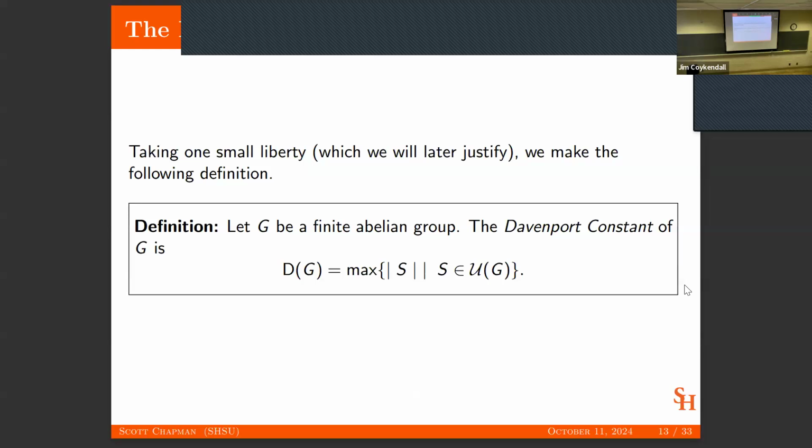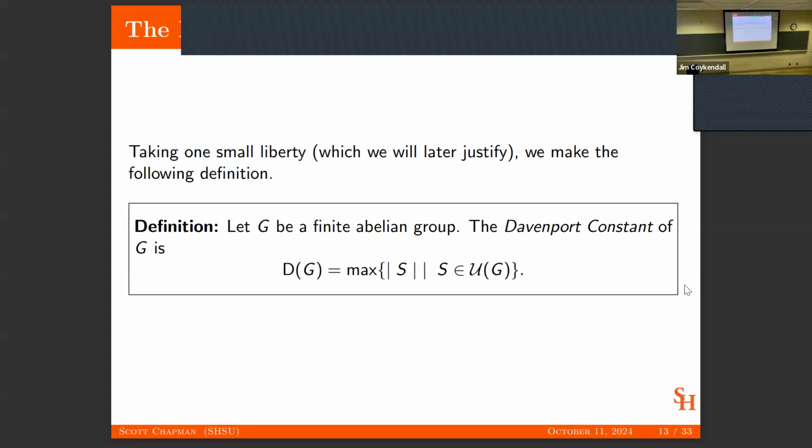Now, taking one small liberty, which I'll talk about in a few minutes, here comes the big definition for the first 3/4 of the talk. Let G be a finite abelian group. The Davenport constant of G is the longest length of a minimal 0 sequence. So look, if you take a finite abelian group, and I'll show you in a second, it's easy to argue that there are finitely many minimal 0 sequences.